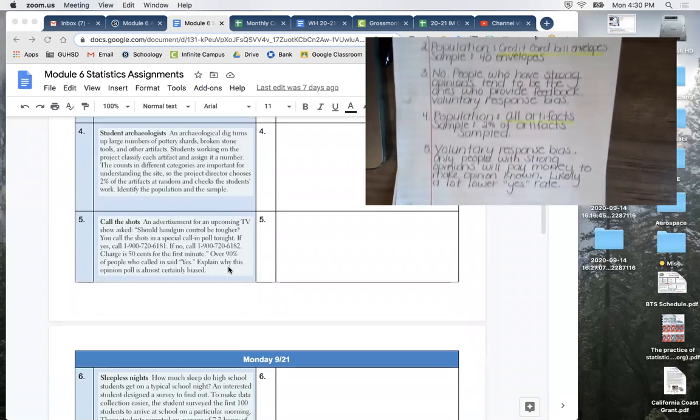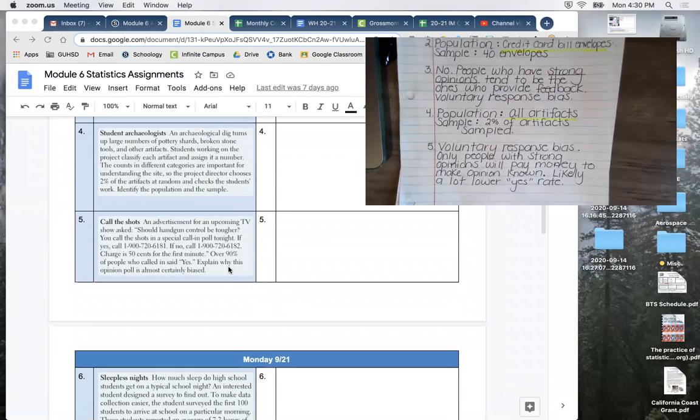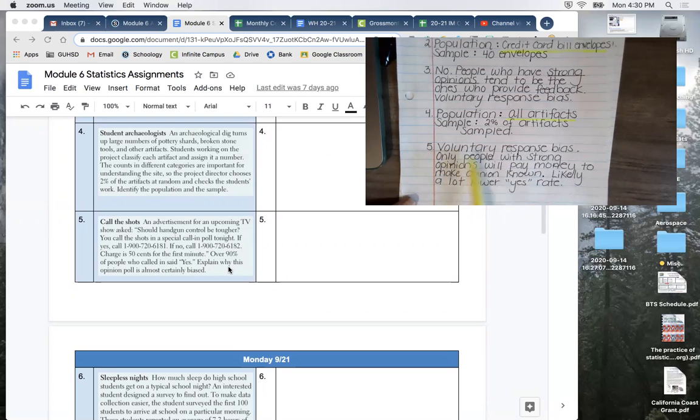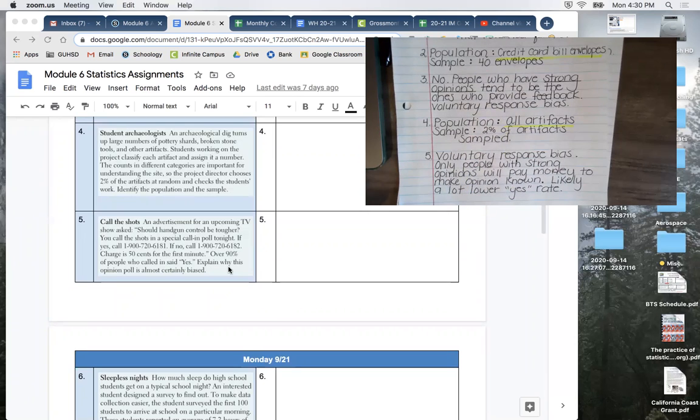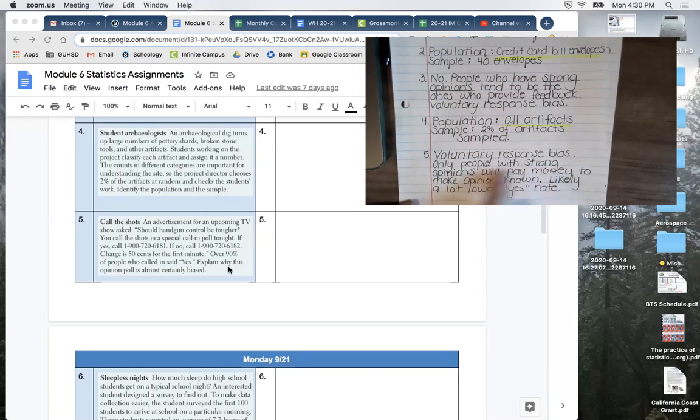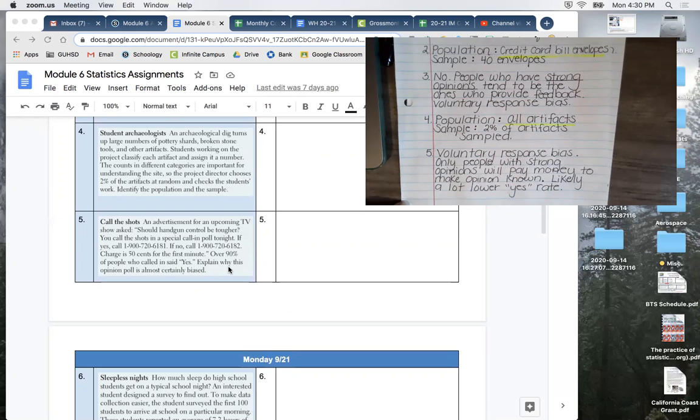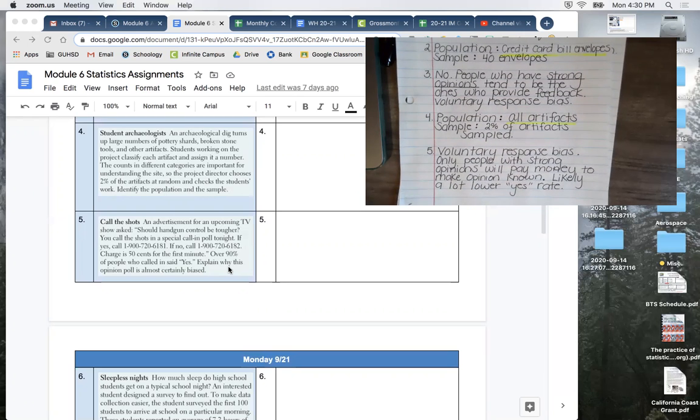And last but not least, number 5 talks about a call-in poll, and it says over 90% of the people who called in said yes. Explain why this is most certainly biased. This is voluntary response, the same as this idea right here. Voluntary response bias: only people with very strong opinions are going to pay money to make an opinion known. So it's likely a lot lower yes rate than what the poll is suggesting.